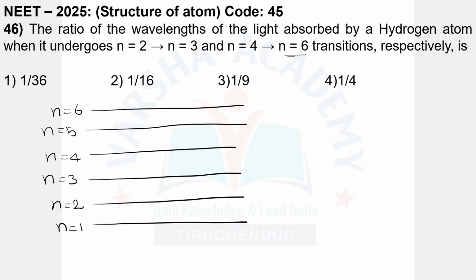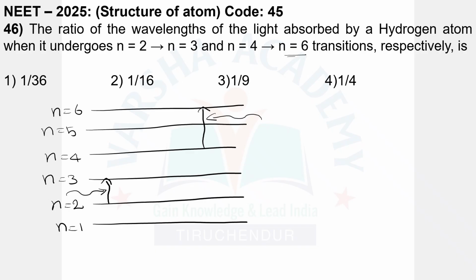Here they have given two conditions. The first condition is that the electron jumps from the second energy level to the third energy level. The second condition is that the electron jumps from the fourth energy level to the sixth energy level. The electrons move from a lower energy level to a higher energy level by absorbing light. The electron gets energy from the light and moves from the second to the third energy level. Similarly, here also the electron absorbs energy from the light and jumps from the fourth to the sixth energy level.